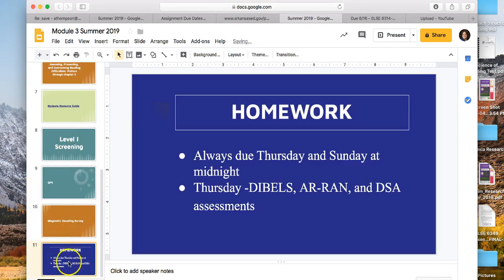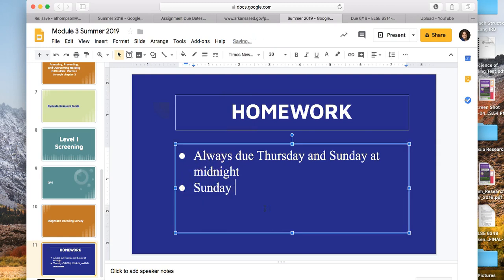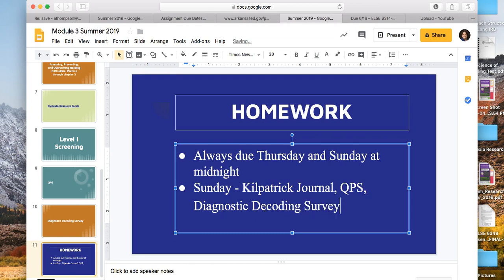Okay, so our homework. Remember, homework is always due on Thursday and Sunday at midnight. I did not change this. On Sunday, you have your Kilpatrick journal. You have the QPS with a brief analysis, and then you have the Diagnostic Decoding Survey with the brief analysis. That is what is going to be due on Sunday of this week.